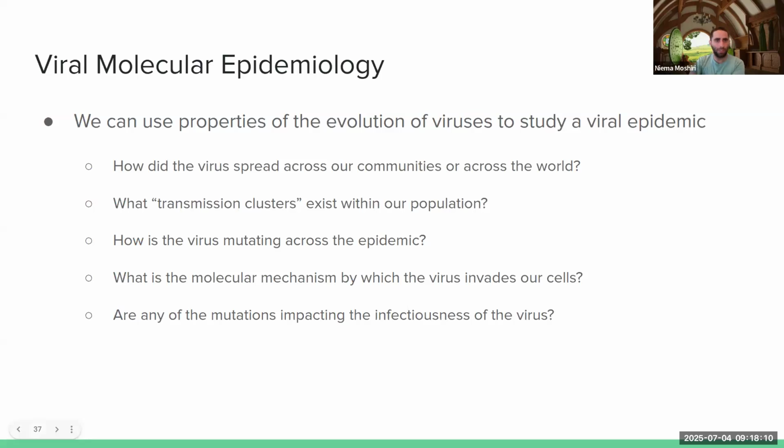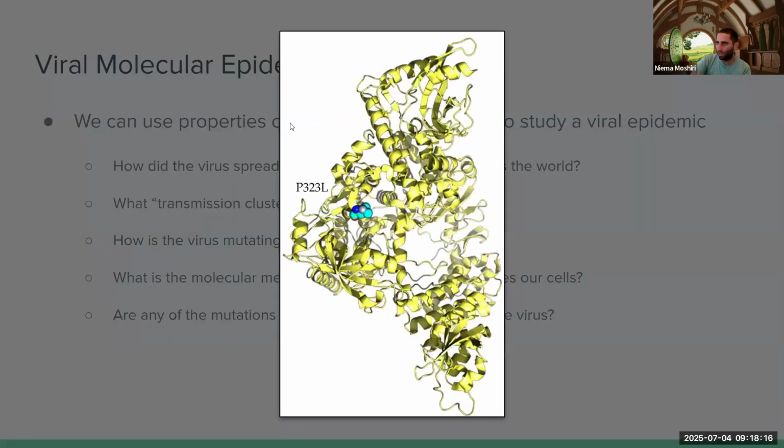And then you can also ask questions like, as the virus is mutating, are any of those mutations impacting the infectiousness of the virus? So here, this is a three-dimensional structure of the spike protein from COVID-19. The spike protein is how it gets the name coronavirus. There are those little jutting out things on the surface of the coronavirus. Those are called spike proteins. And the spike protein is its secret weapon for invading the cell.